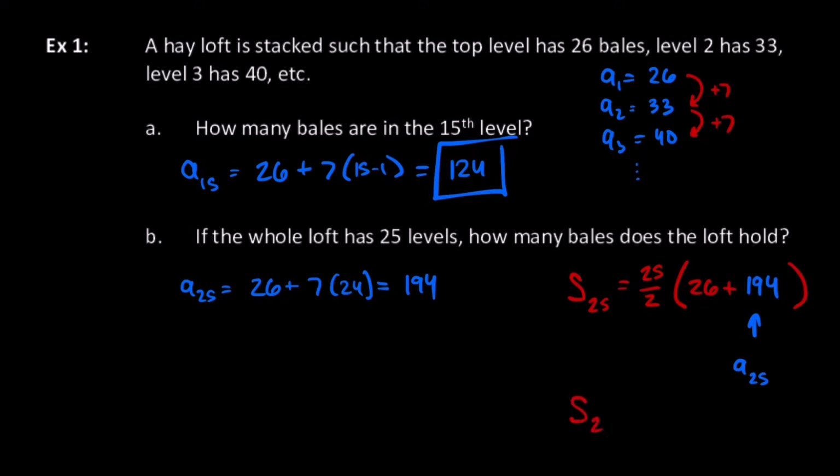Now I throw that into the calculator. 25 divided by 2, so 12.5 times 26 plus 194. And doing that, I got 2,750. So that's how many bales would be in the whole loft.